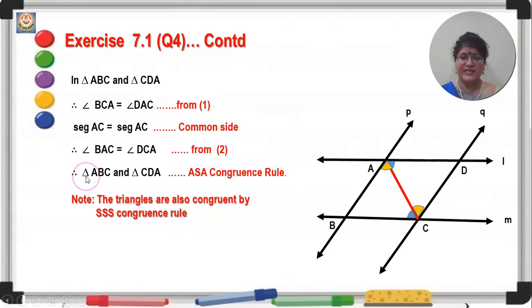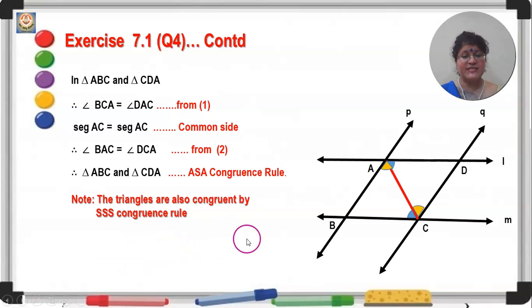Therefore, the two triangles, triangle ABC is congruent to triangle CDA by which test? ASA congruence rule. Angle, side and this angle. And the two triangles are congruent by this congruence rule. So the remaining parts will also be congruent. But they have not asked you for that. They have just told you to prove the triangles congruent.